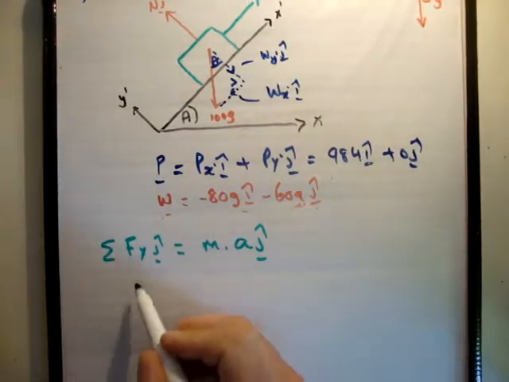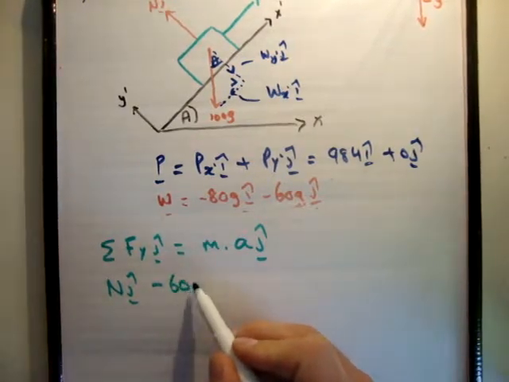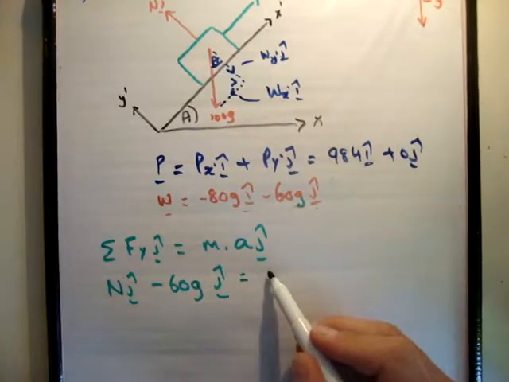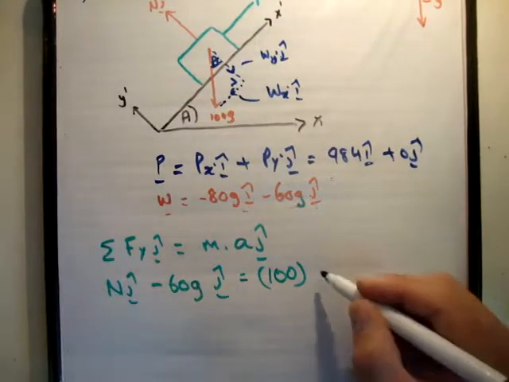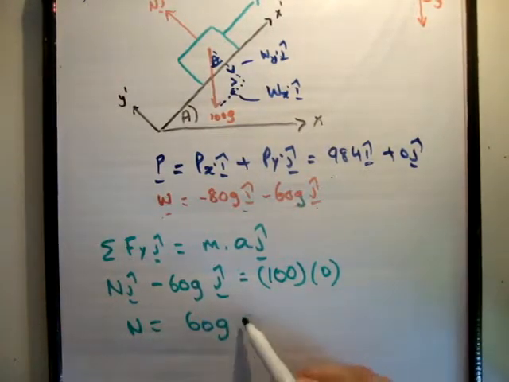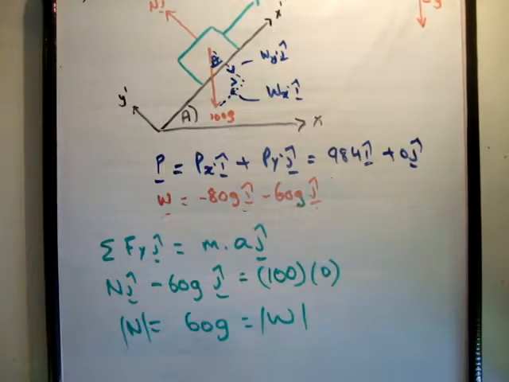So what are the forces in the j hat direction? We have N j hat. We have negative 60g j hat, because that's the weight vector, is equal to its mass, which is 100. Alright? And the question is this: is it accelerating? Is it moving in the j hat direction? And the answer is no, it's not. So its acceleration is 0. So you're going to get the normal vector is equal to 60g, is equal to the weight vector. Which is what you'd expect. When something isn't moving or accelerating in a certain direction, then all the forces are equal. And that's why when you're on the ground, for example, your weight vector is equal to the normal.